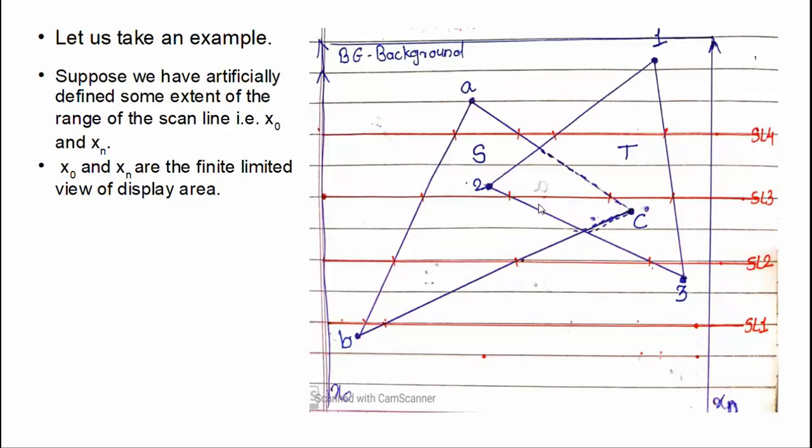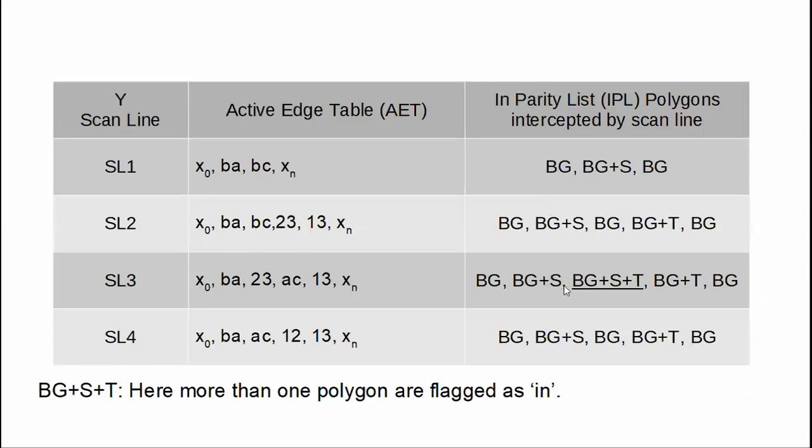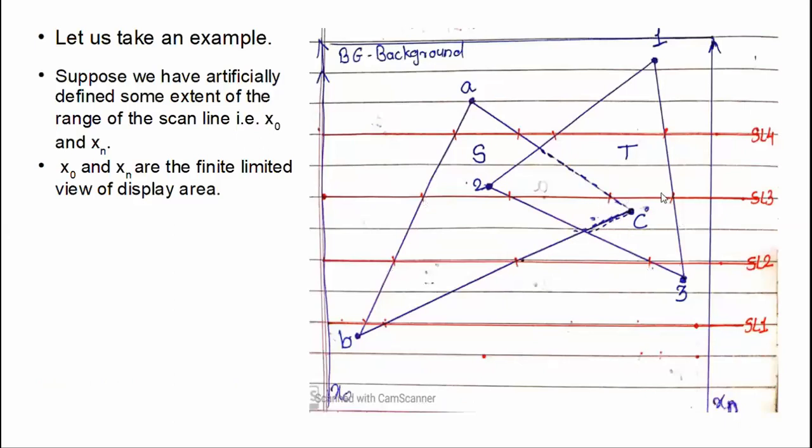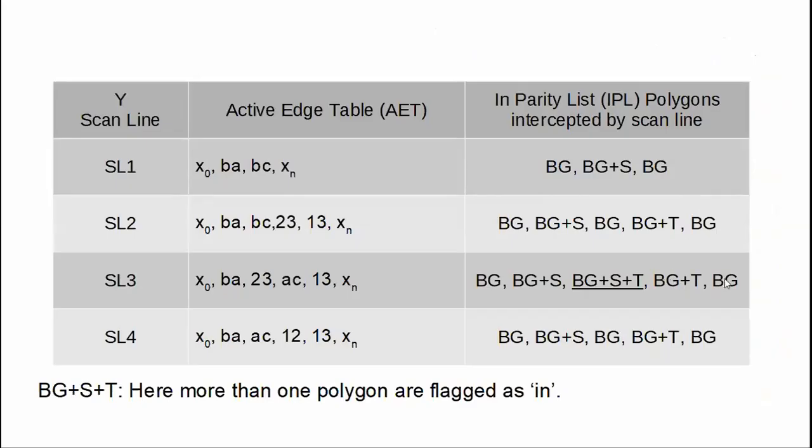So I have written here BG plus S, after that BG plus S plus T. This is the span where the span is contained in more than one polygon. After this, again BG plus T only. This is the portion of only polygon T. So BG plus T and then BG.